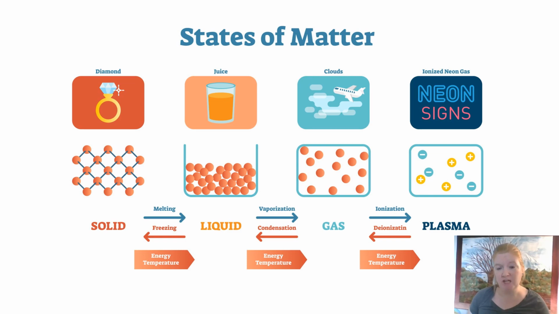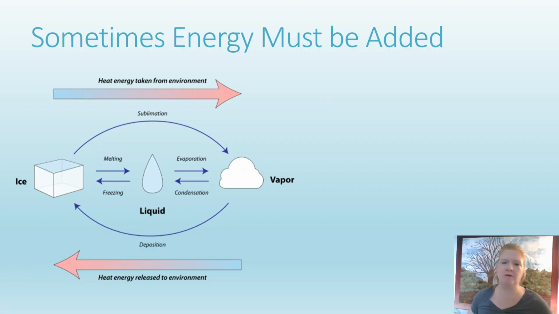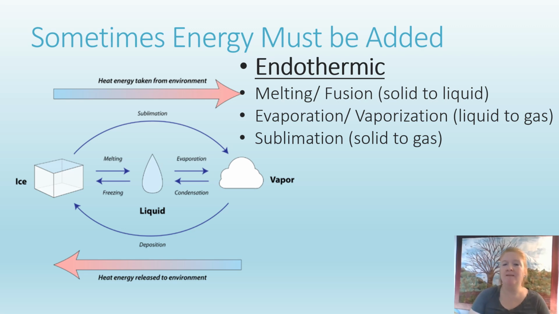Okay, so each of those phase changes has a specific name, and we're going to focus on those. So sometimes we have to add energy. All right, so to go from a solid to a liquid to a gas, we have to add energy. And when we add energy, that is called endothermic. Endo, it's going in, endothermic. So that includes melting, which can also be called fusion, that's solid to liquid, evaporation, which can also be called vaporization, liquid to gas, and then sublimation, solid to gas. They love to ask that question on the chemistry exam, sublimation.